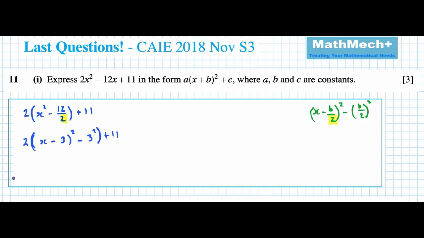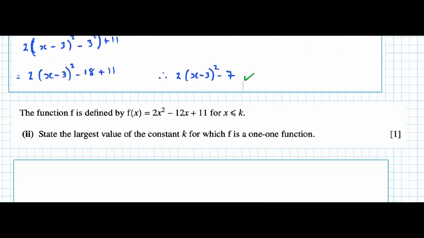And again, that is part of the expansion with the constant at the front. So be careful there with that. So of course, we'll end up with minus 9 times 2, which is minus 18, plus the 11 that we had originally. So our final answer is 2 times x minus 3 squared minus 7. And we've just expressed it in the form that it asked as well.